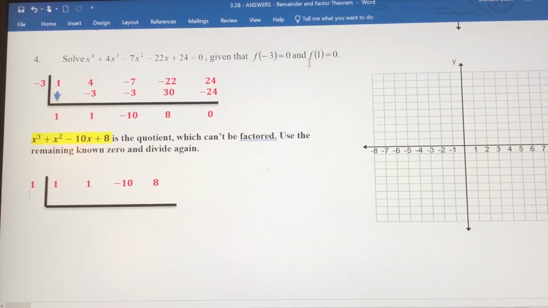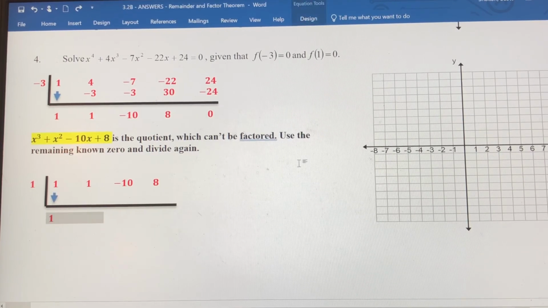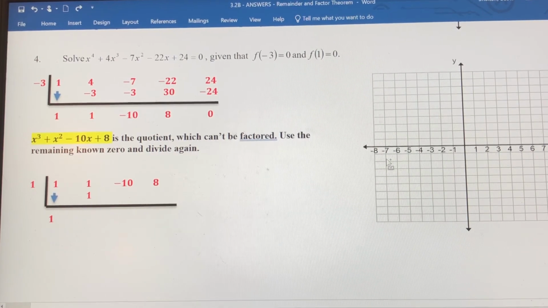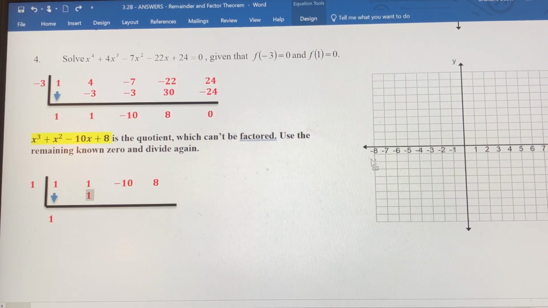So using the 1, using this last 0 that I know for sure, and using the coefficients of this cubic polynomial, I'm going to plug in 1 here, positive 1 here, negative 10 here, and positive 8 here. Again, I know 1 is a 0, so it's going to go out front. We're going to bring down the 1, go through the synthetic division process again, multiply, add those two together, I get positive 2.